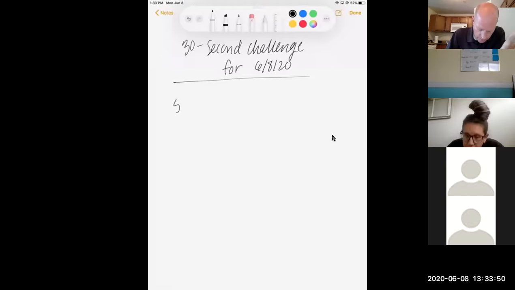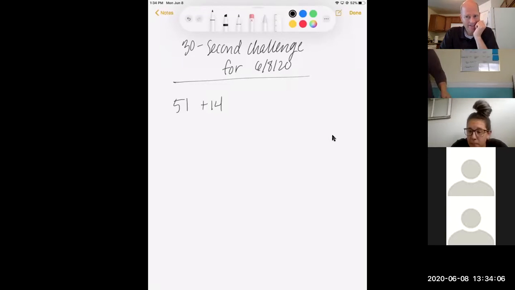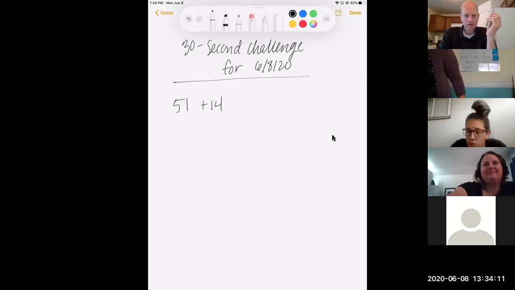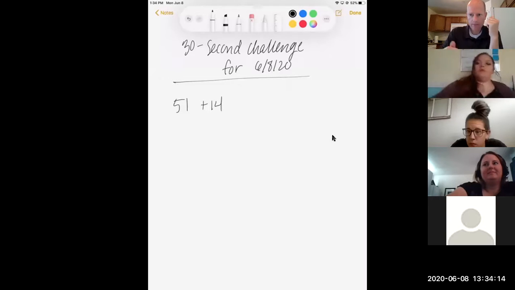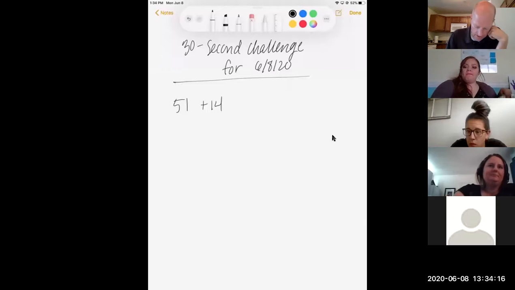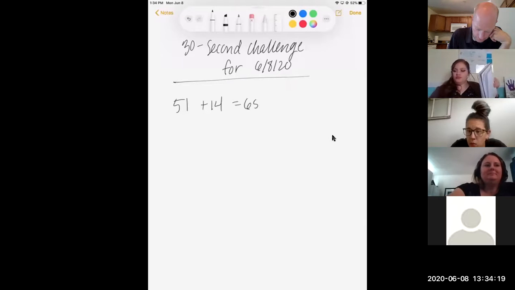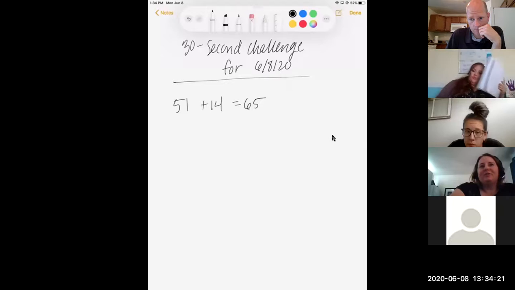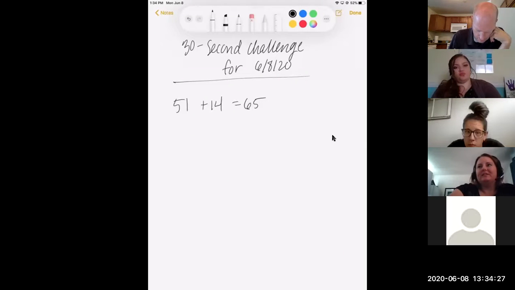We're going to start with the number 51, and I'm going to add 14 to it. If I start with 51 and add 14, what would that be? 65. Okay, and how'd you get that? I added the 4 and the 1 to equal 5, and then the 5 and the 1 is equal to 6. So just kind of doing the 1s and the 10s together.